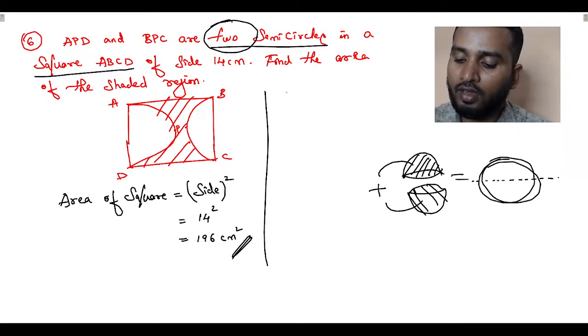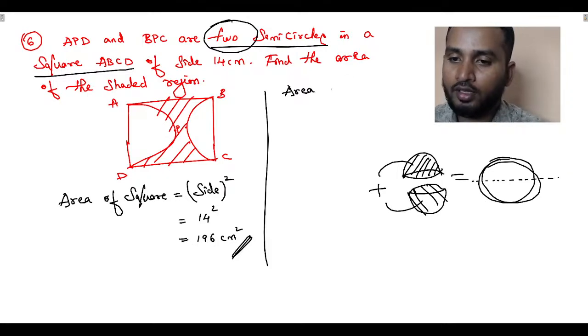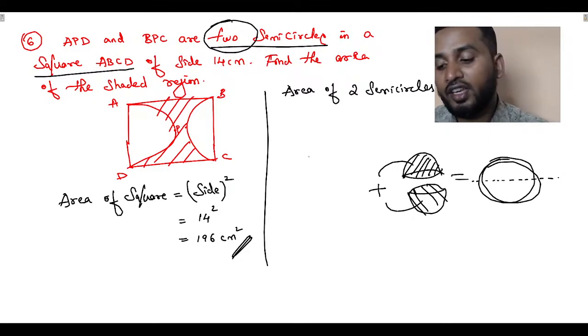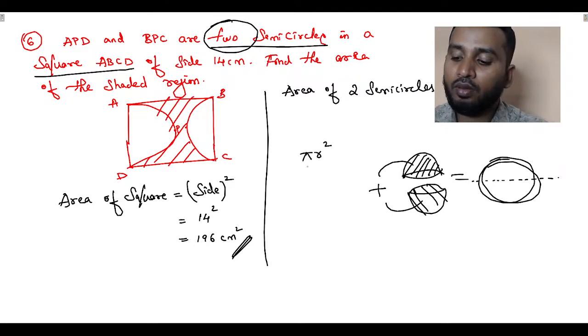So here directly we can use the formula, that is area of circle. If not, you can write here area of two semicircles. See, what is the formula to find the area of a circle? We know that area of circle is pi r square. Semicircle means what we should do?